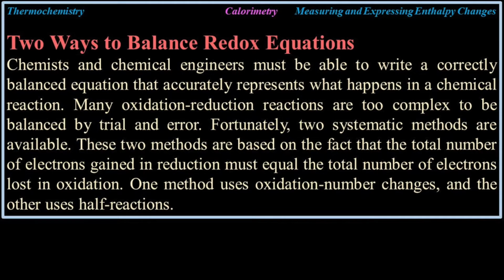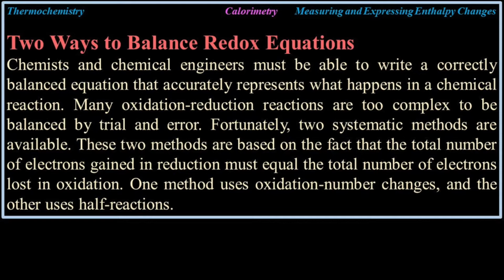Two ways to balance redox equations. Chemists and chemical engineers must be able to write a correctly balanced equation that accurately represents what happens in a chemical reaction. Many oxidation-reduction reactions are too complex to be balanced by trial and error. Fortunately, two systematic methods are available.